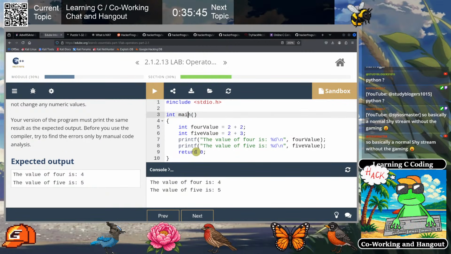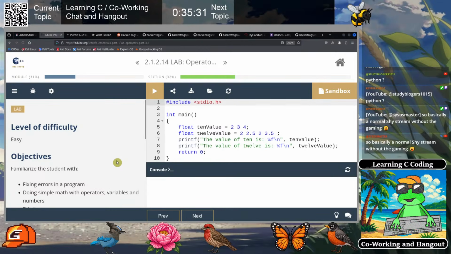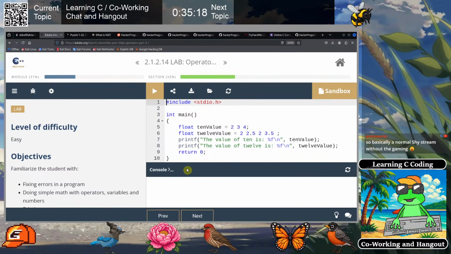Python? No, this is C. This is C language. So I'm trying to teach myself C because C is an important language for reverse engineering as well as binary exploitation, and that's why I want to learn it. Okay, it's a normal shy stream without the gaming. I mean, there's only really one topic that we're doing today, and we're just kind of like slowly working through it.